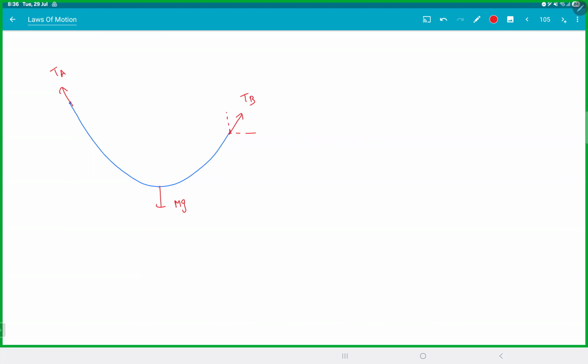What are the angles here? This angle is beta. This angle is alpha. So resolve into components. So this will be TB sin beta. This will be TB cos beta. This will be TA cos alpha. This will be TA sin alpha. Since this is an equilibrium, horizontal forces and vertical forces should balance. So in the vertical direction, TA cos alpha and TB cos beta are balancing the weight.